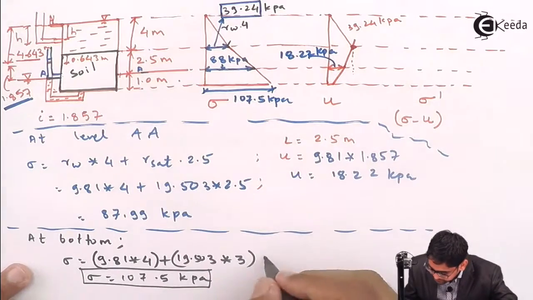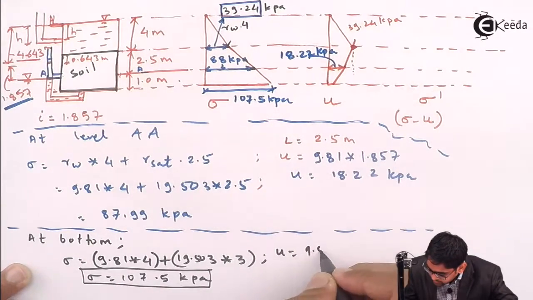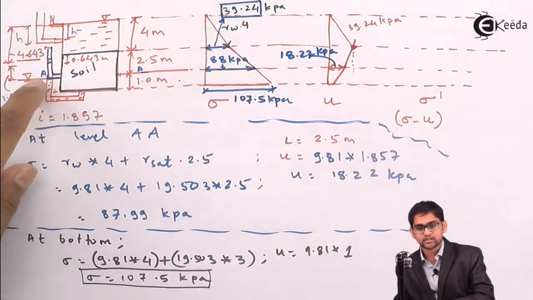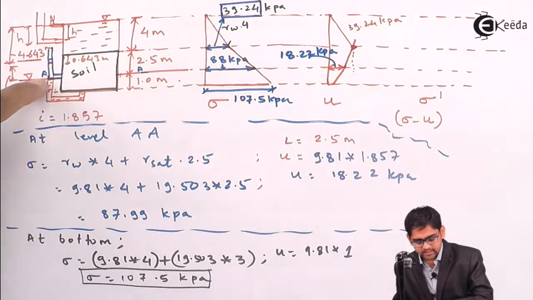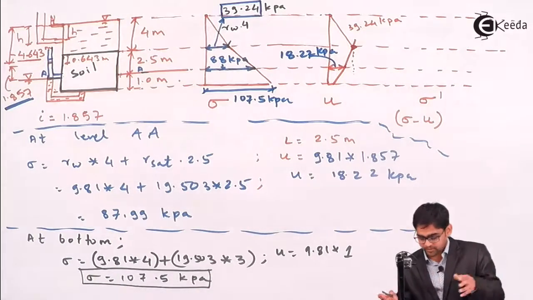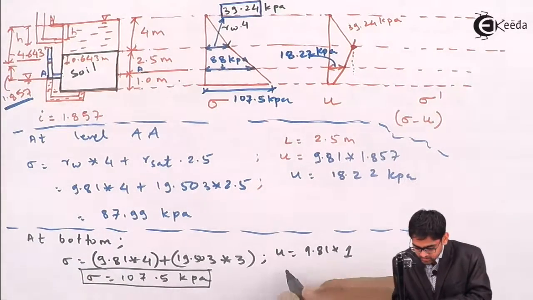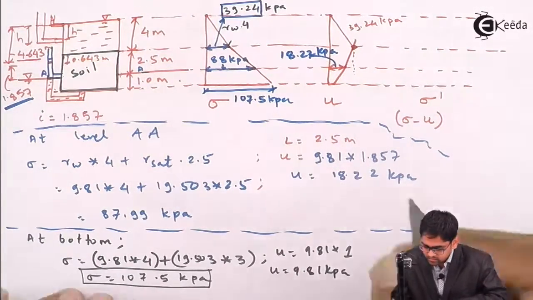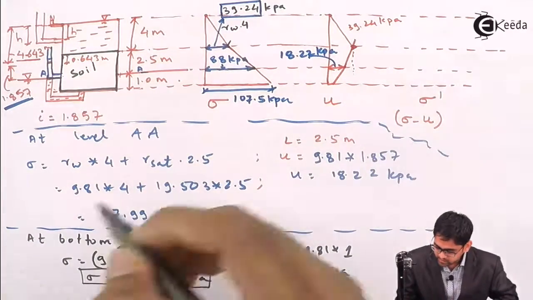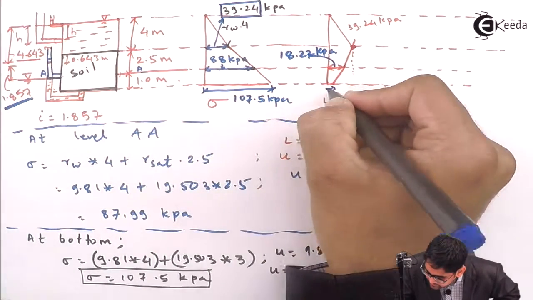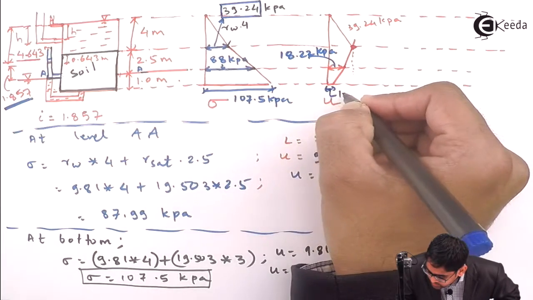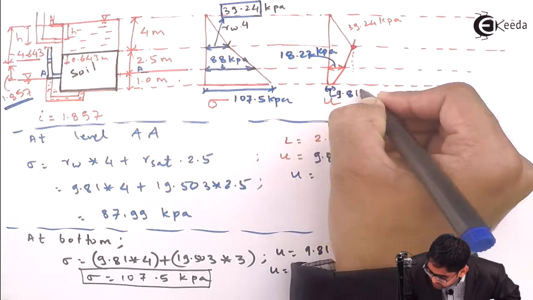At the bottom you will have 9.81 into the piezometer level, the level of the water to which it has risen in the piezometer, which is nothing but the pore water pressure U. So it becomes 9.81 kPa. So this value is 9.81 kPa, a small value less than 18.22.